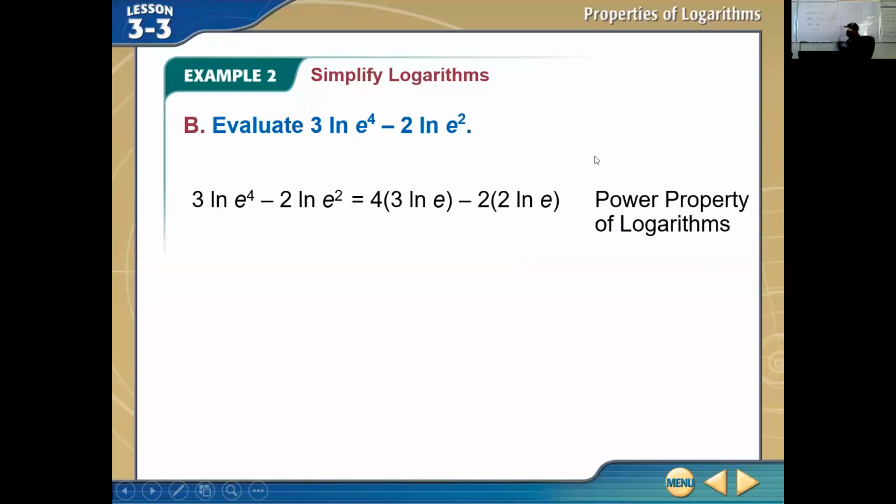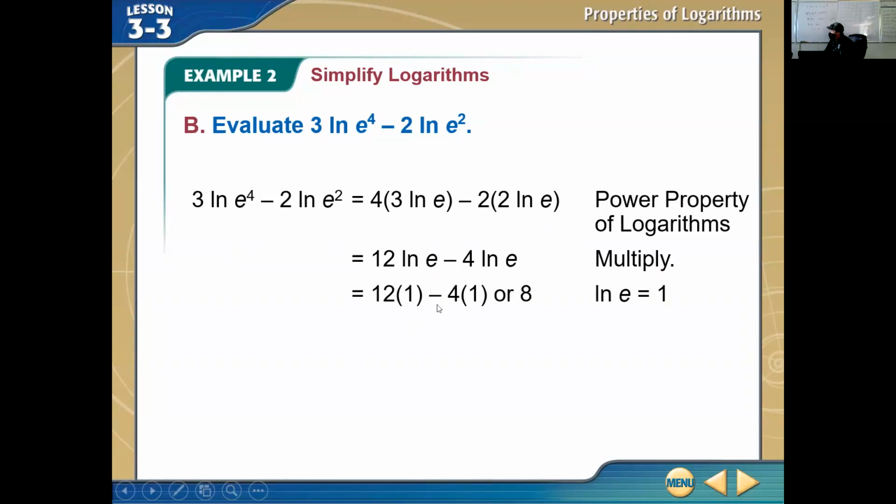So power properties of logarithms, they bring the exponents out front. So this 4 comes here, this 2 comes here, and they multiply. So 12 natural log of e minus 4 natural log of e. The natural log of e is 1, right?